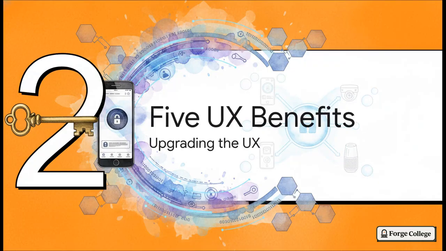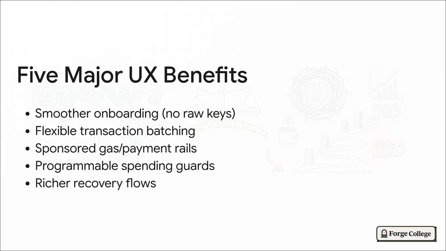Okay, so what do we actually get when we upgrade from that clunky brass key to a full-on smart home? That brings us to Section 2, 5 major UX benefits, upgrading the user experience. The absolute game changer here is that this programmability strips away a massive amount of user friction. First up, we get way smoother onboarding. Users don't have to stress over securing a raw private key right out of the gate because the account contract can handle other, much easier authentication methods.